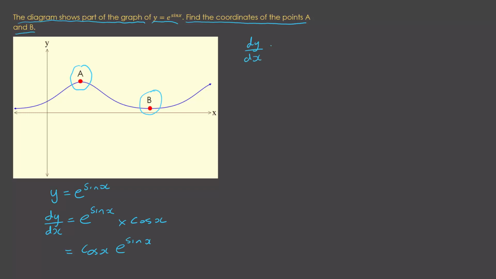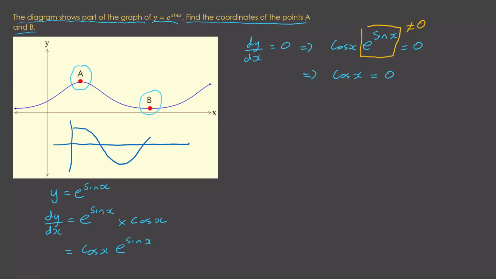dy/dx is equal to 0 means that cos x e to the sine x must be equal to 0. But e to the sine x cannot be 0. We know that exponential functions can't be 0. So it must mean that cos x is equal to 0. So where is cos x 0? Well, think about the graph of cos x.